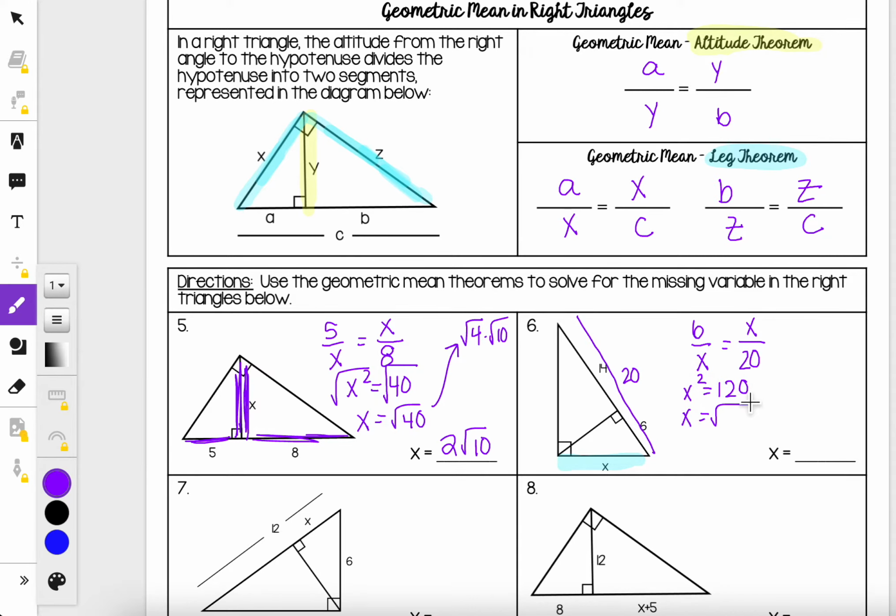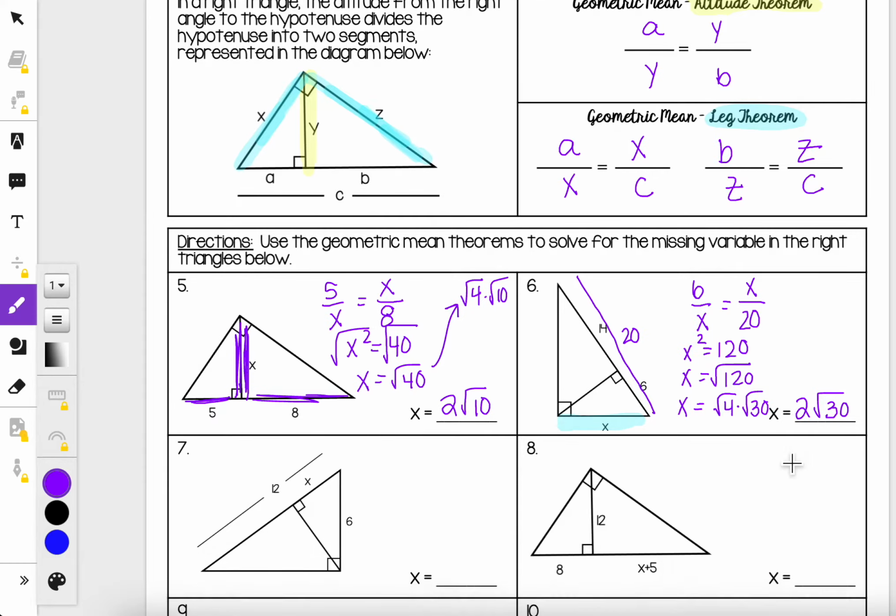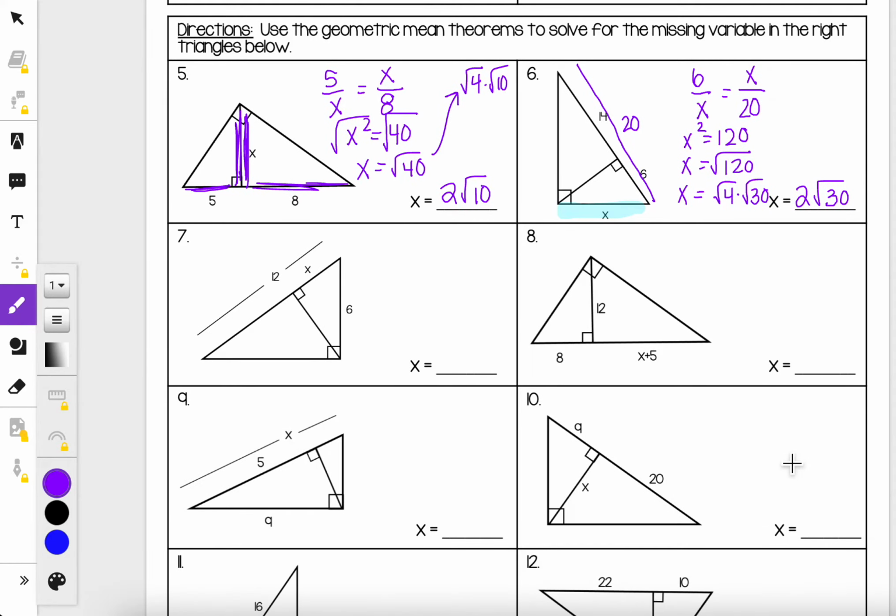So x is the square root of 120, and I can break this up into the square root of 4 times the square root of 30. So 2 times the square root of 30. Okay? All right, let's try some more.